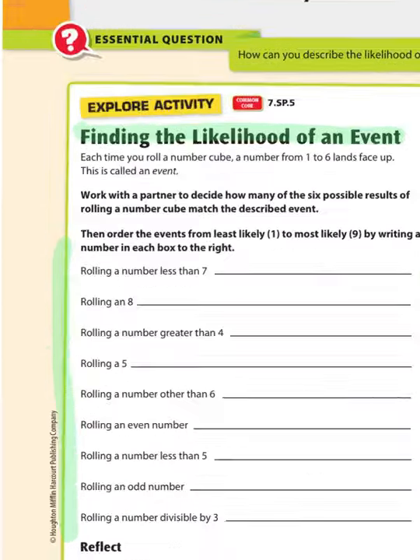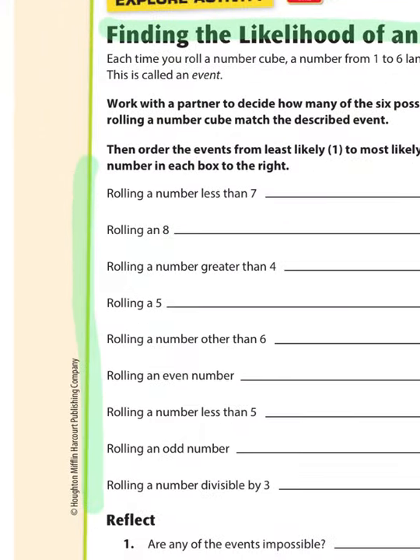So the first one, rolling a number less than 7. We are certain that that will happen because every number on the dice is less than 7. Whether we roll a 1 through a 6, it's going to be less than 7. All right, rolling an 8. This is impossible. There is no 8 on that dice. That's not going to happen.